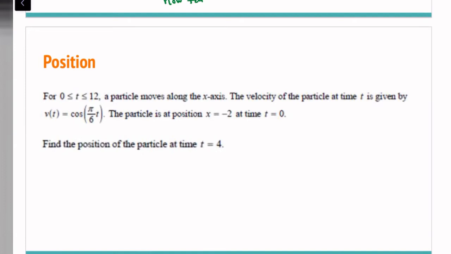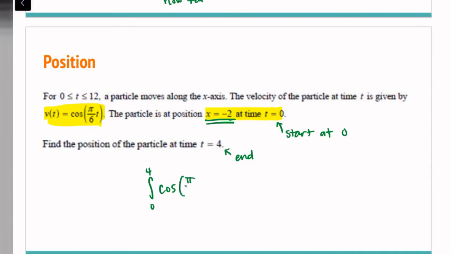So from 0 to 12, a particle moves along the x-axis. The velocity is given by this function. The particle is at position -2 at time 0. So we're starting at 0, and we're ending at 4. I know that the position is -2, but the x value that we're starting at is 0. So we want the integral from 0 to 4 of cosine of pi over 6t dt.